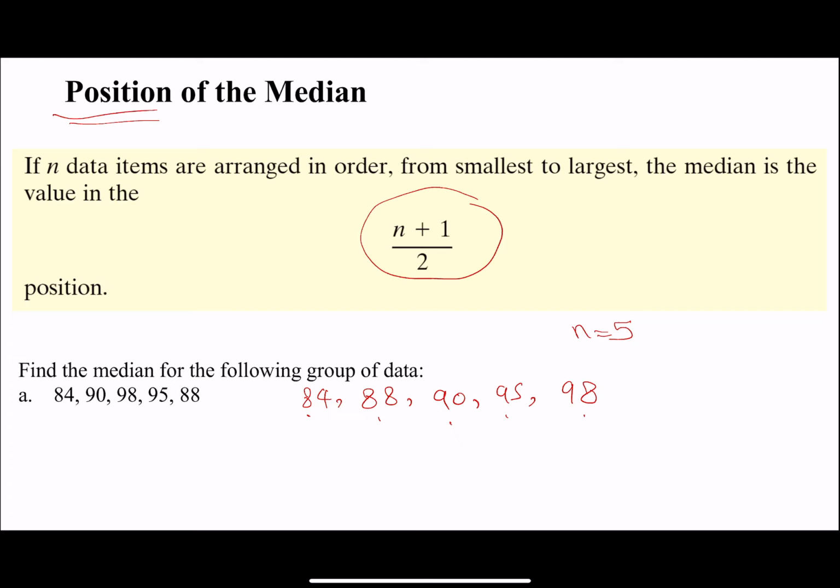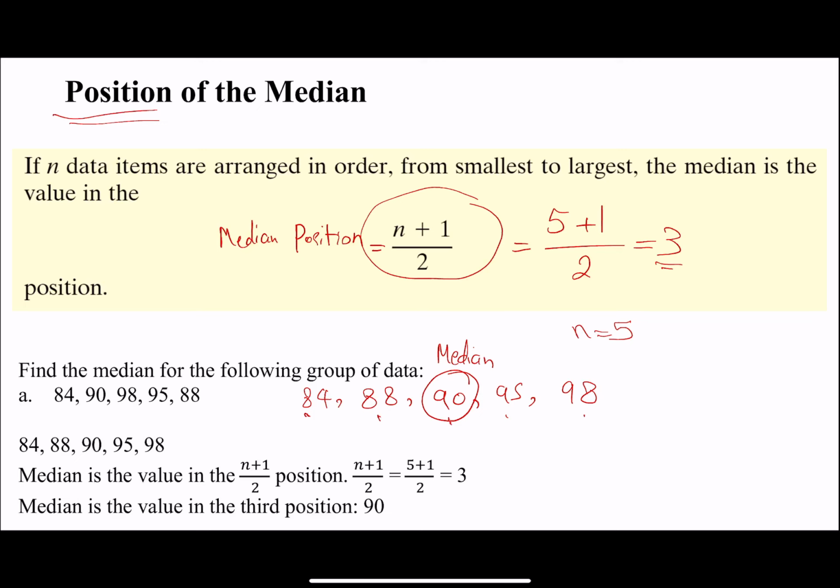The position of the median, here we go, median position is actually (n plus 1) over 2. So here in this example, n is 5. So 5 plus 1 over 2, 6 over 2 is 3. It means 3 is the position of the median. When you write your numbers in order, the third one is your median. Okay, 1, 2, 3. Third one is 90. So 90 is my median. So be careful, (n plus 1) over 2 is not the median. It's the position of your median. Okay? Here we go.